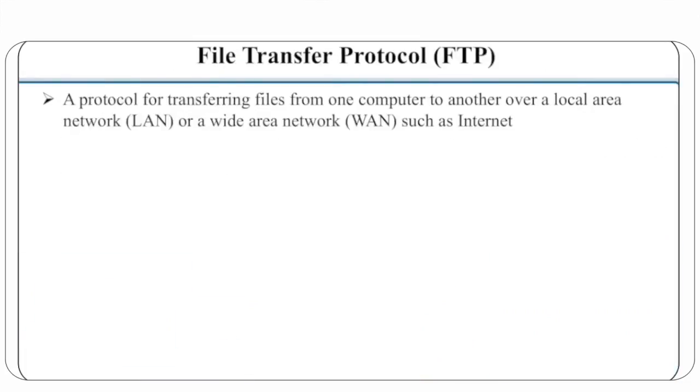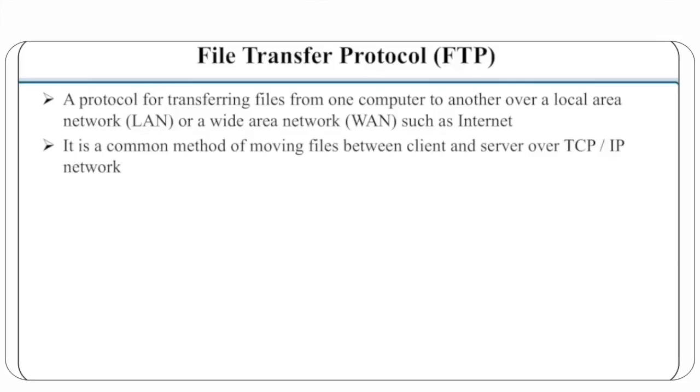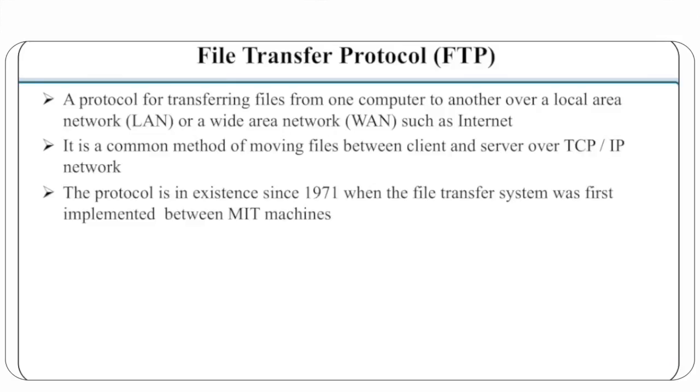The File Transfer Protocol, or FTP, is a protocol for transferring files from one computer to another over a local area network or a wide area network such as the Internet. It is a common method of moving files between clients and servers over TCP/IP network. The protocol is in existence since 1971 when the file transfer system was first implemented between MIT machines.